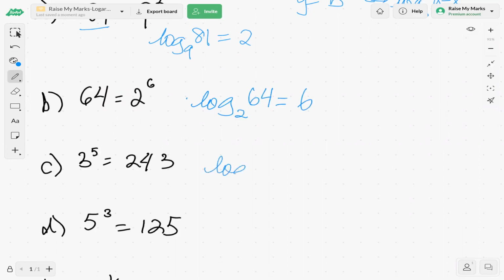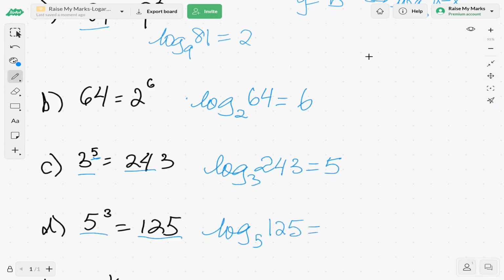Next one, so log, our base is 3, our final result, or y, is 243, and this equals 5, the exponent. All right, next one, so log, our base is 5, our result is 125, and this equals 3, which is the exponent.